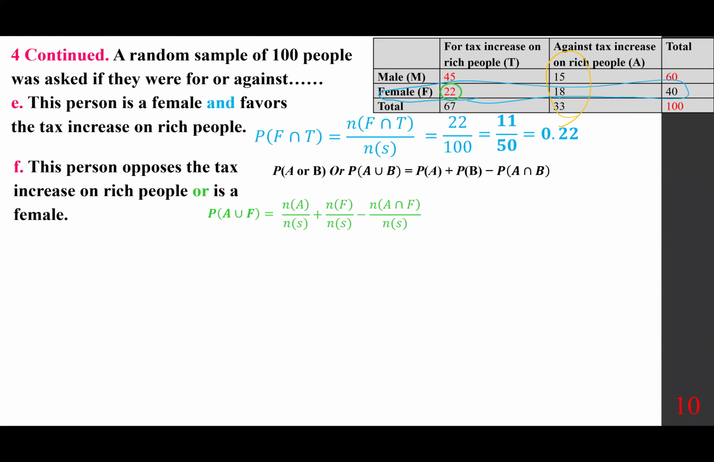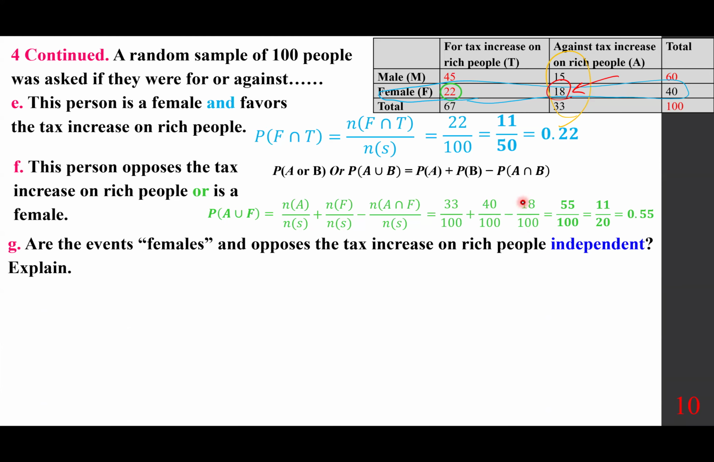Females is this one. So what we are looking at, this number 18 belongs to both groups. So what happens? It repeats. That's why you have to take it out once. So we get 33 plus 40 minus 18 over 100, and we get 0.55. So I hope everybody is clear as to why we do that. It's being repeated.